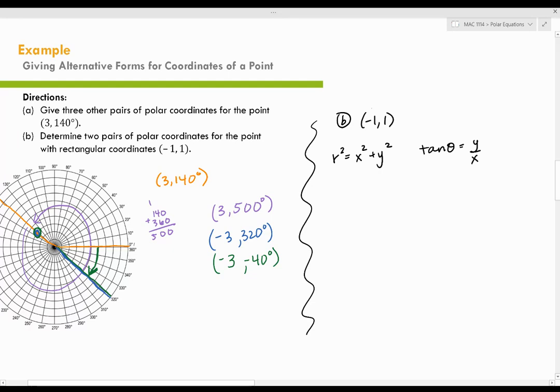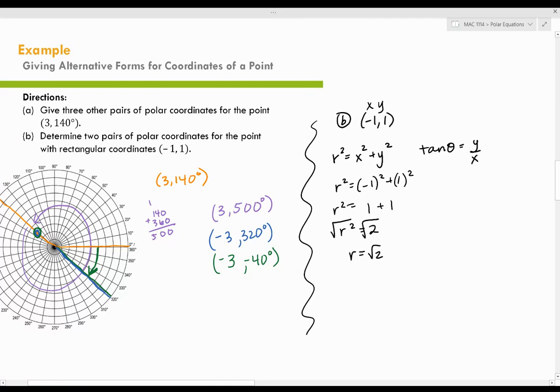Because this is an xy coordinate, my first coordinate is x, my second one is y. So if I'm looking for r, I can plug these values in. r squared is going to be equal to (-1) squared plus 1 squared, which would be 1 plus 1. So r squared equals 2. But I'm not looking for r squared, I'm looking for r, so I would square root both sides. So r equals the square root of 2.